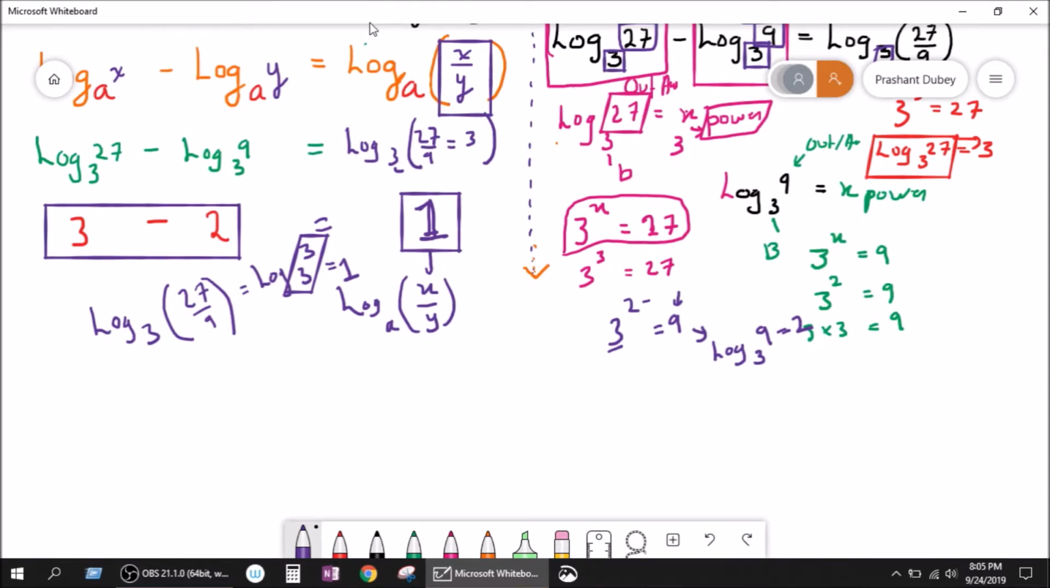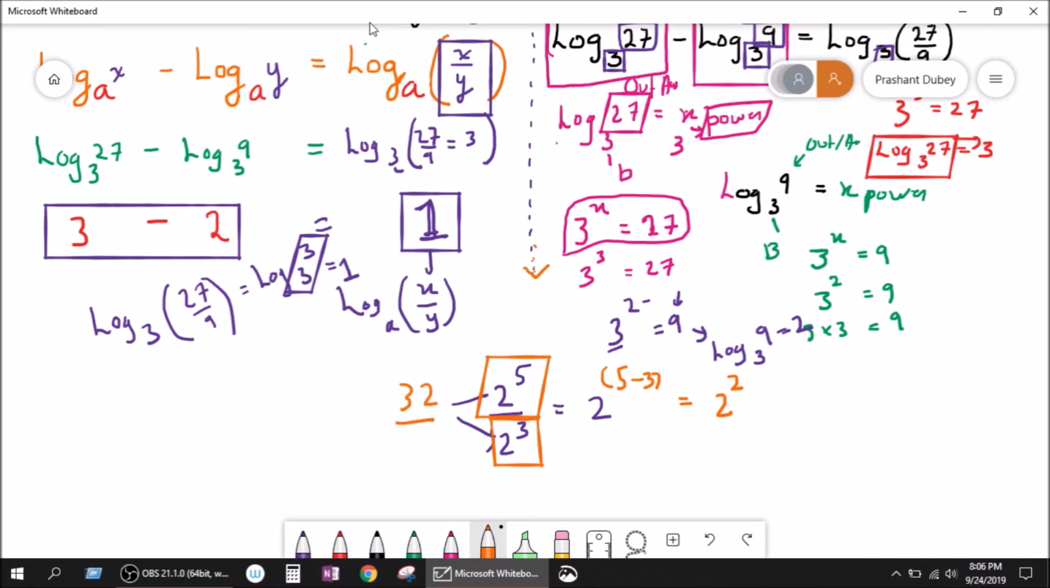Let's take an example. 2 to the power 5 divided by 2 to the power 3 is equal to 2 to the power... Now when we divide two same bases, the law of indices tells us that their powers will be subtracted. So this is equal to 2 to the power 2. What is this 2 to the power 5? And what is this 2 to the power 3? This is equal to 32 divided by 8. So when our bases are divided, our powers are subtracted.